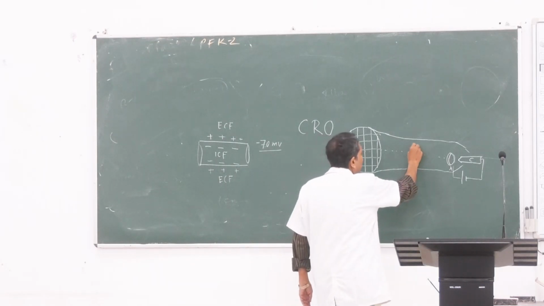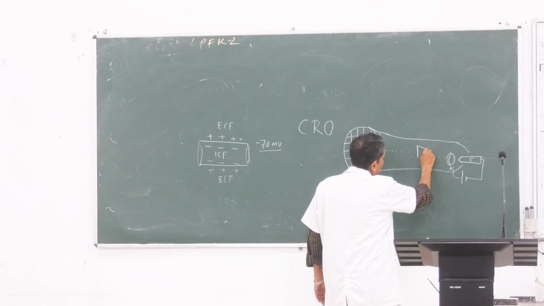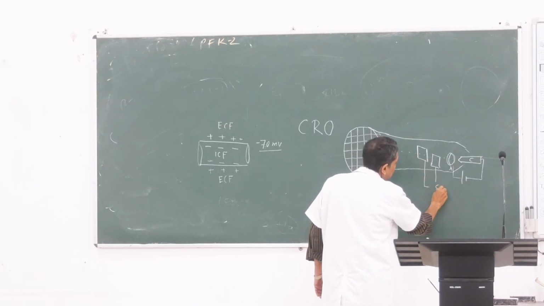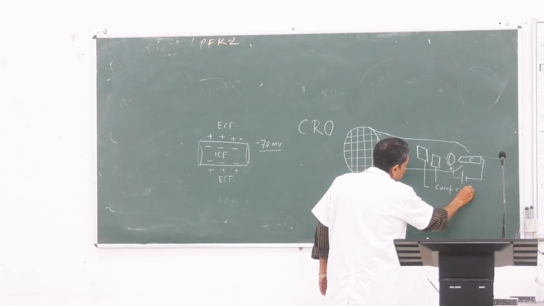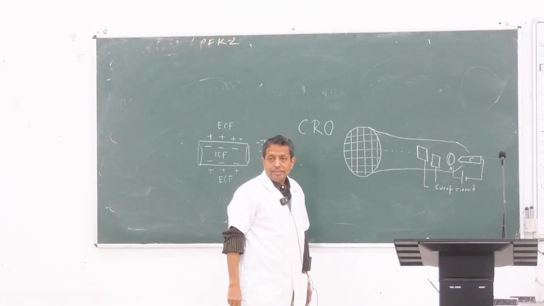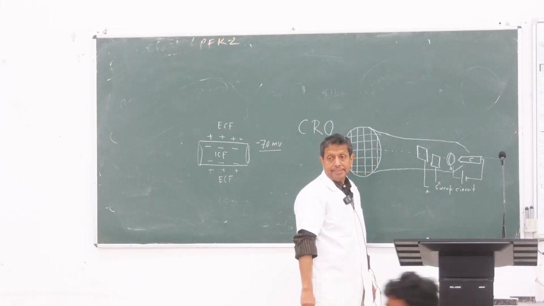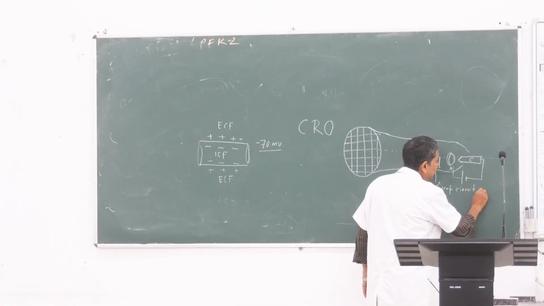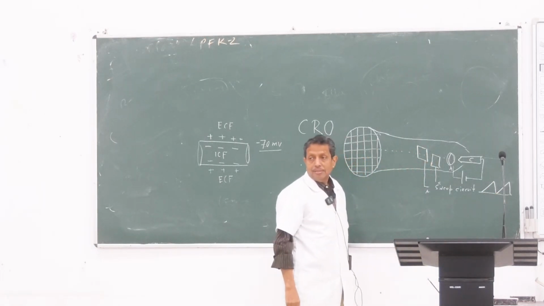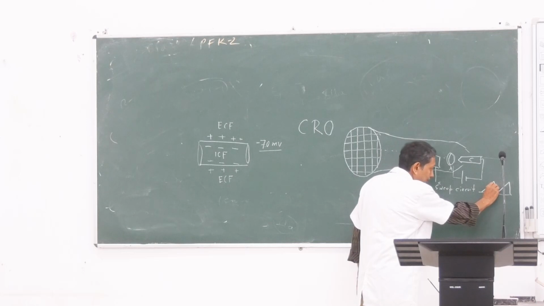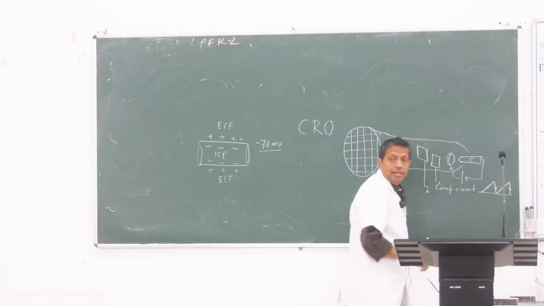And there are plates like this, and they are connected with the sweep circuit. Suppose one side is anode and the other is cathode, whatever it may be, with the sweep circuit. In this way, sawtooth type of pulses are given. It is gradually rising and then suddenly falling, rising and suddenly falling.